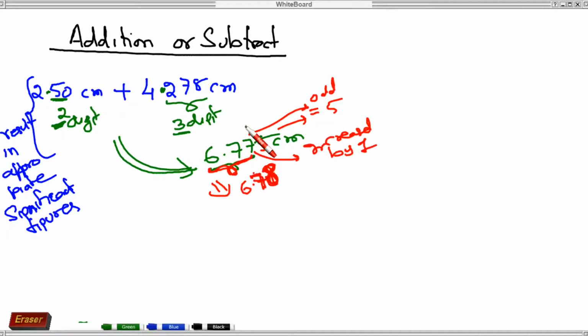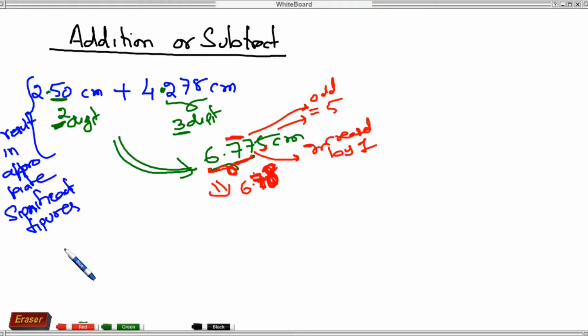We discussed this rule in our previous video, because here it is 5. Actually we want this up to the least number of digits after decimal, which is 2, and we will consider that only. You can see this rule applies only for the addition or subtraction of numbers. So 6.78 will be the answer.